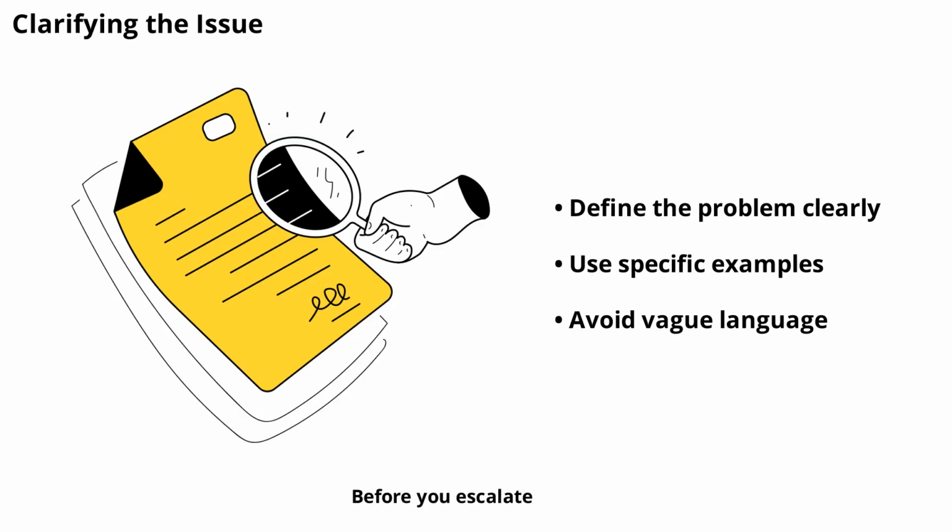Before you escalate, make sure you have a clear understanding of the issue at hand. Define the problem in specific terms, outlining what has happened, what you expected, and what the current status is. Avoid vague statements and focus on facts. This clarity will help the person reviewing your escalation to quickly grasp the situation and make an informed decision. The more precise you are, the less likely your escalation will be misunderstood or dismissed.